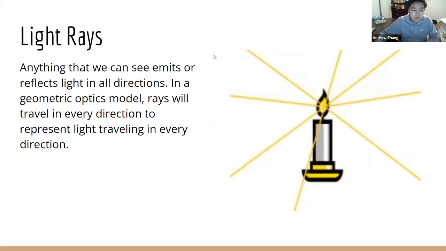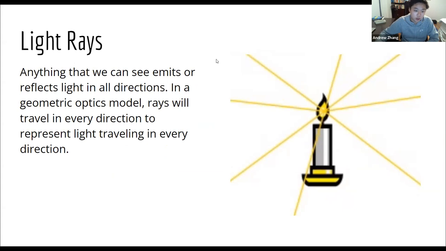So yeah, anything that emits or reflects light, we're able to see that stuff. In this model, rays will travel in every direction to represent light traveling in every direction. It's similar to what we talked about last time with an object like an apple. This is just going to be a very badly drawn apple. The apple will radiate light, and it'll radiate light in all directions.